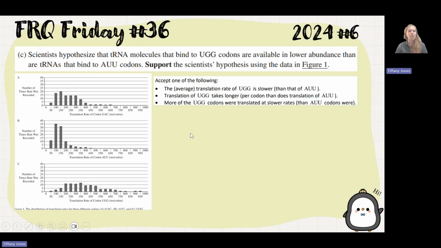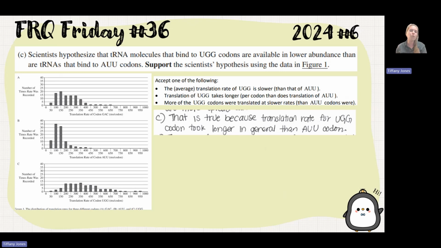So saying that the translation rate of UGG is slower, the translation of UGG takes longer, or more of the UGG codons are translated at a slower rate. So that helps us to see that it must be in a lower abundance. So students said that is true because translation rate of UGG codon took longer in general than AUU codons.